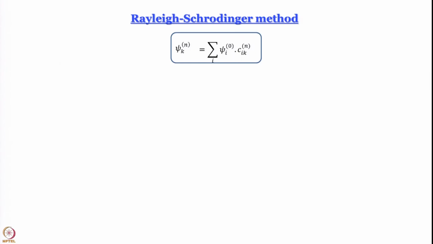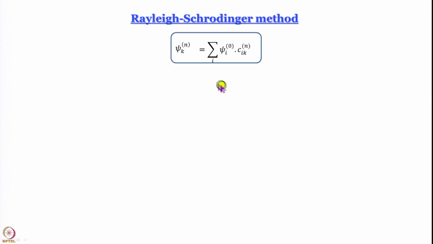The Rayleigh-Schrödinger method starts from this expression which we had introduced in one of the earlier modules: psi k nth is equal to the sum over i of psi i 0th times C ik nth. Well, this is just a coefficient. What is the meaning of C ik? It is the contribution of the ith unperturbed wave function in the kth perturbed wave function.